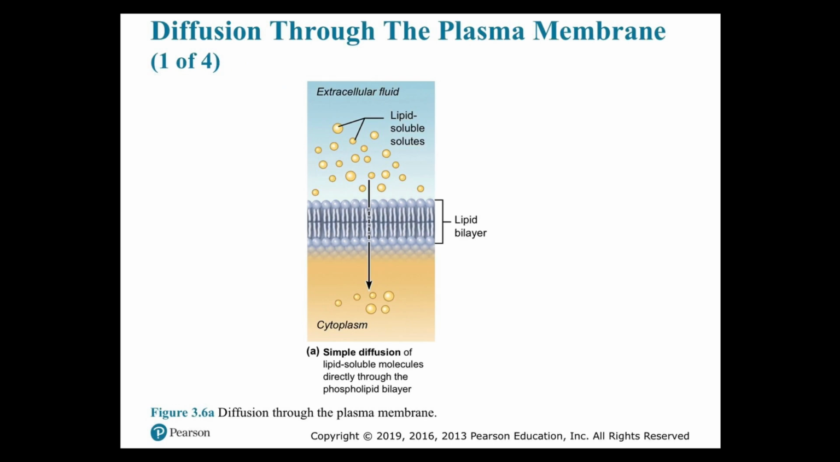Figure 3.6a, diffusion through the plasma membrane through simple diffusion. Here you can see the extracellular fluid separated from the cytoplasm by the lipid bilayer, and you have a lipid-soluble solute that is moving from an area of high concentration to an area of low concentration through the phospholipid bilayer without any help of carrier molecules.